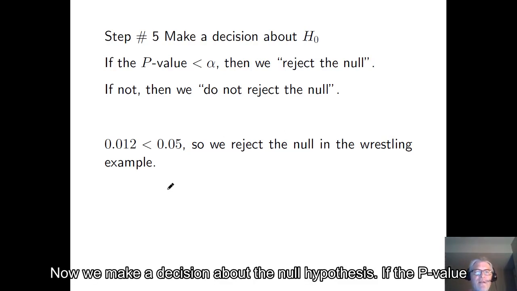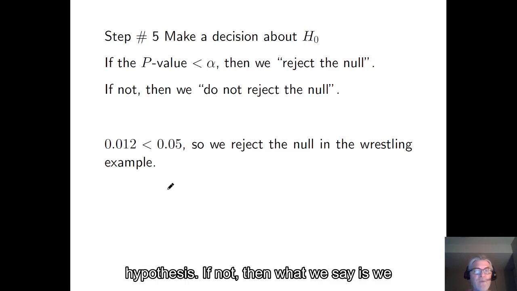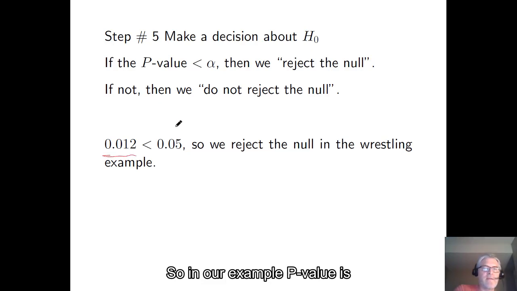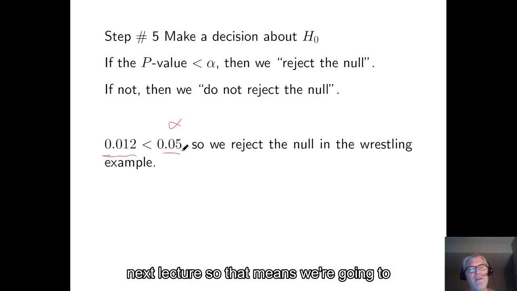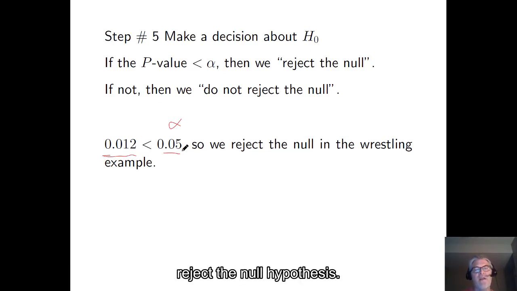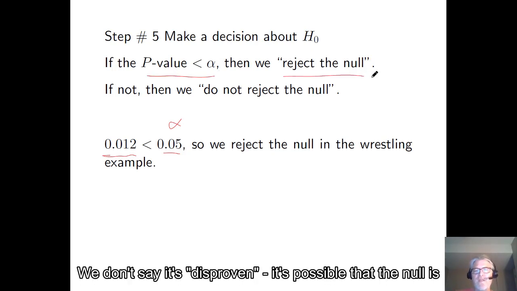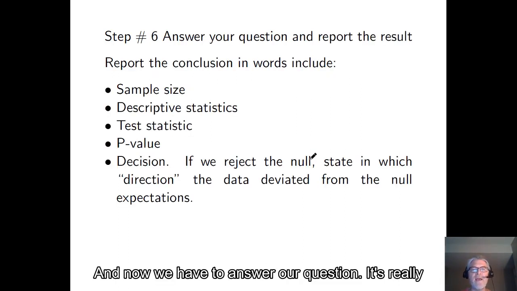Now we make a decision about the null hypothesis. If the p-value is less than alpha, we're going to reject the null hypothesis. If not, then what we say is we do not reject the null. So in our example, p is less than alpha. Remember I said we're just going to assume that alpha is 0.05. We'll talk about that next lecture. So that means we're going to reject the null hypothesis, right? Whenever the p-value is less than alpha, we reject the null. We don't say it's disproven. It's possible that the null is correct. There's sampling error, but the jargon we use is we reject it, or we say it's a statistically significant deviation from the null.